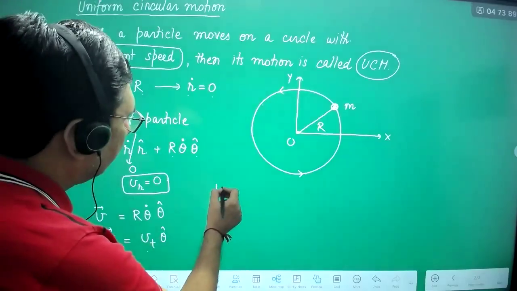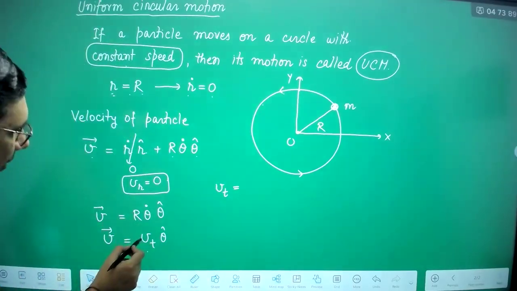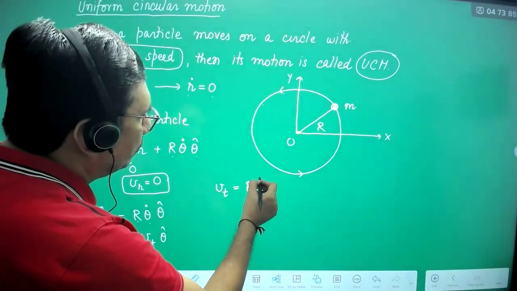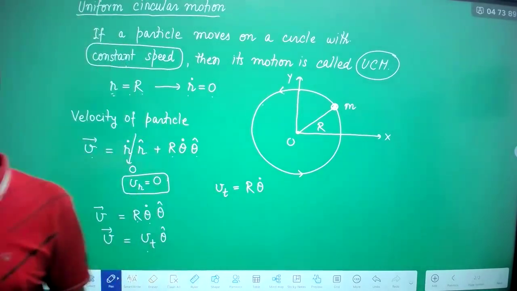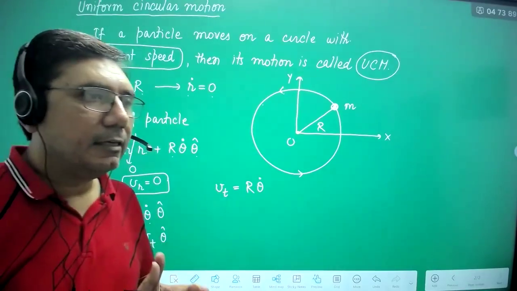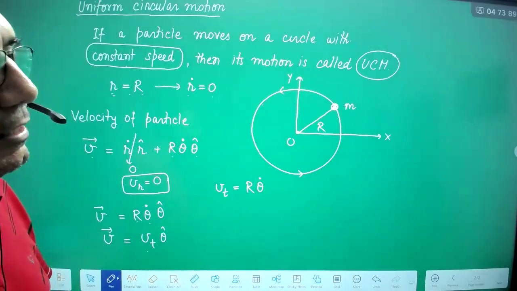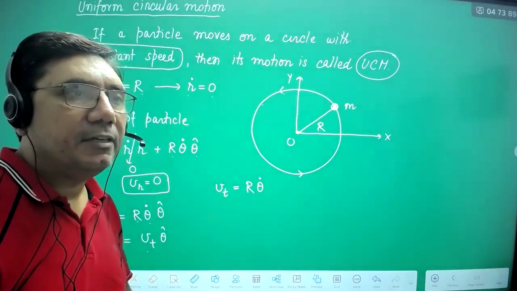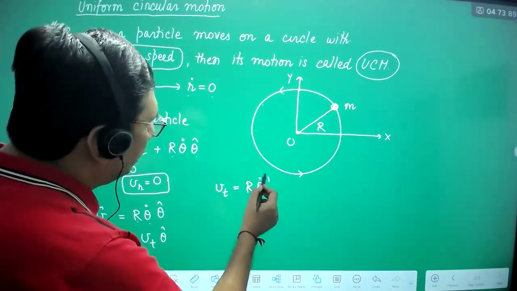So what this equation is telling me is that it is going to have only tangential velocity. And how much will it be? It will be capital R into theta dot. So you can write here, in case of uniform circular motion, only tangential velocity exists, radial velocity VR will be 0. So only this will be there.